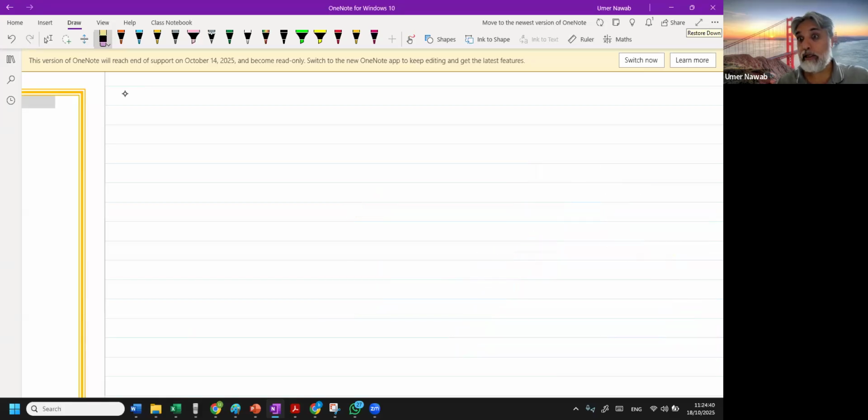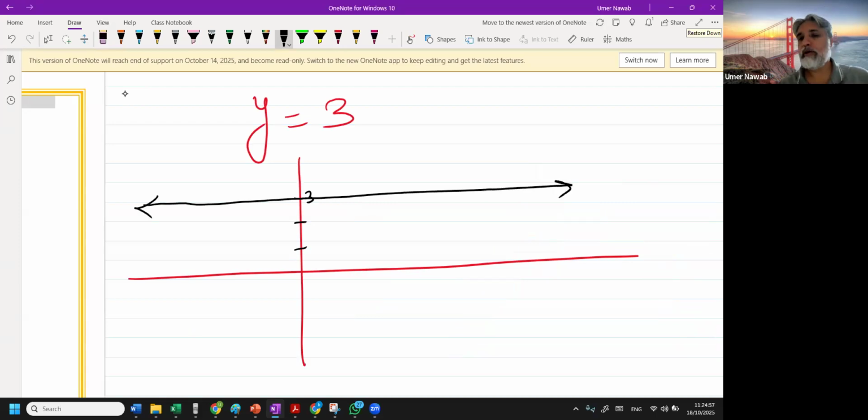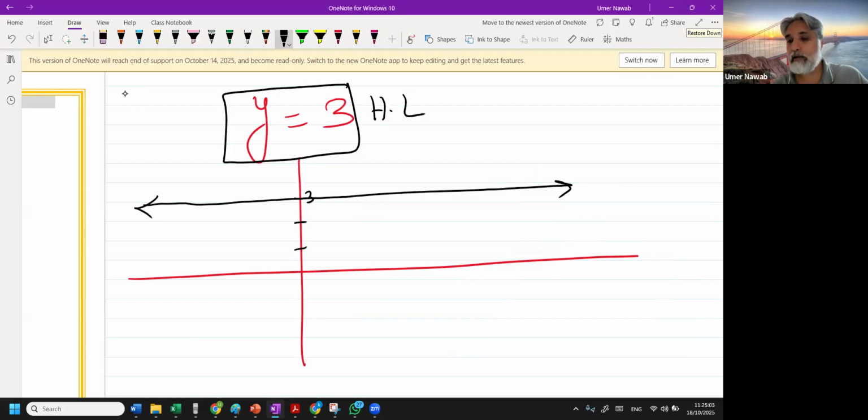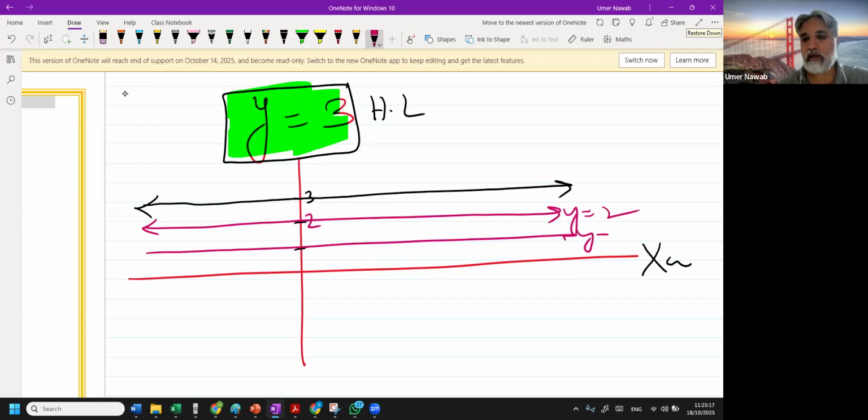What is a horizontal line? Let me explain. If I say y is equal to 3, very easy. So this is 1, 2, 3. The equation of the horizontal line is y is equal to 3. This is the horizontal line, and it is parallel to the x-axis. If I want to draw y is equal to 2, this is cutting the y-axis at 2. The equation of the line is y is equal to 2. This is y is equal to 1. And the x-axis equation is y is equal to 0.